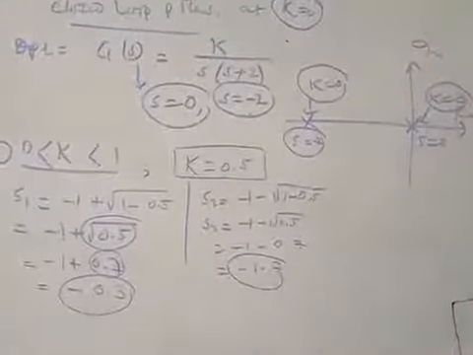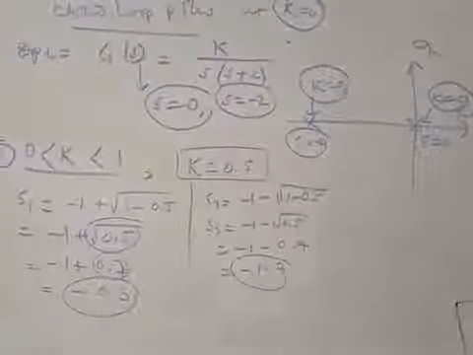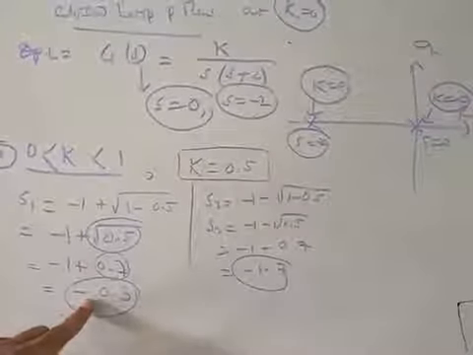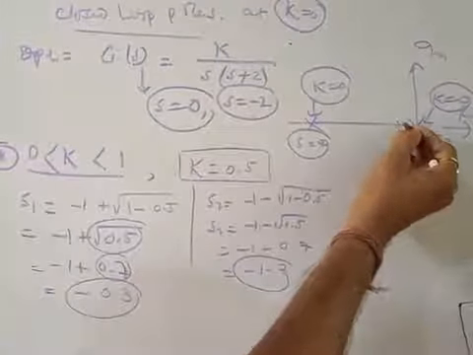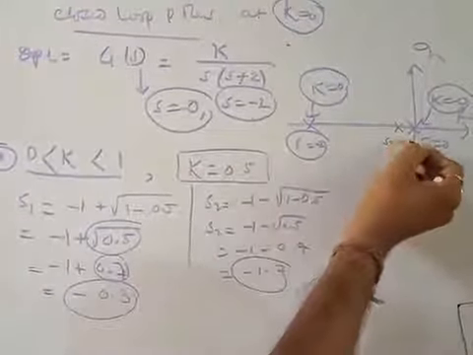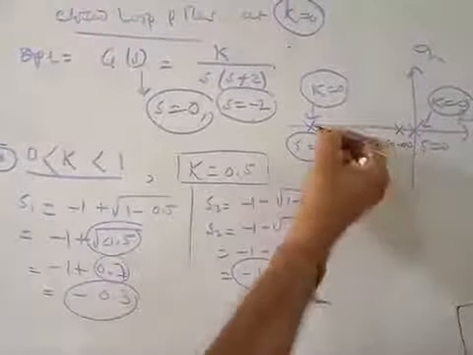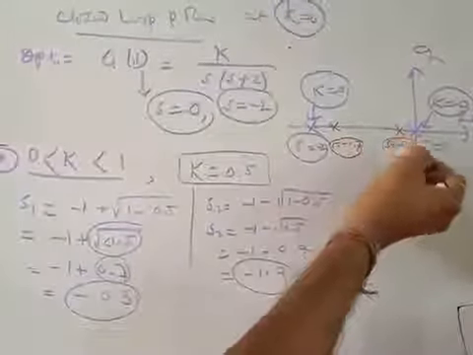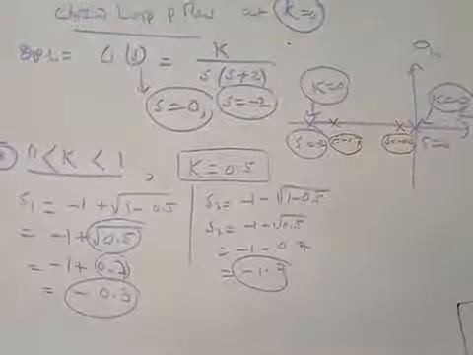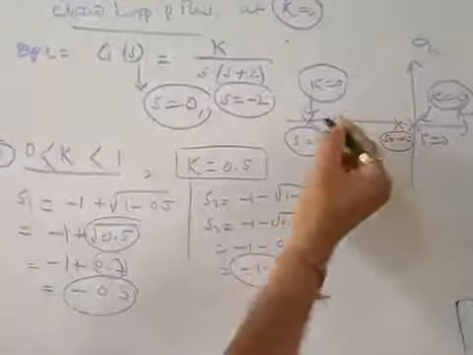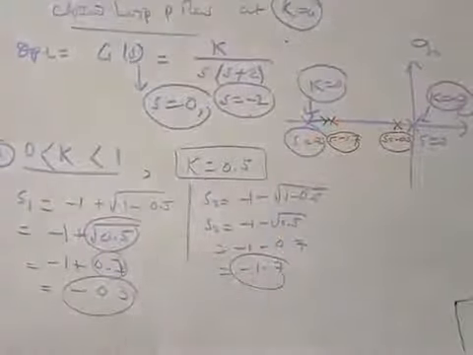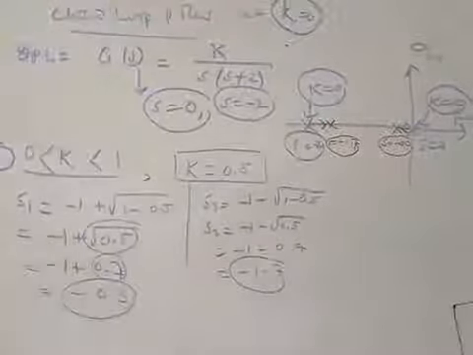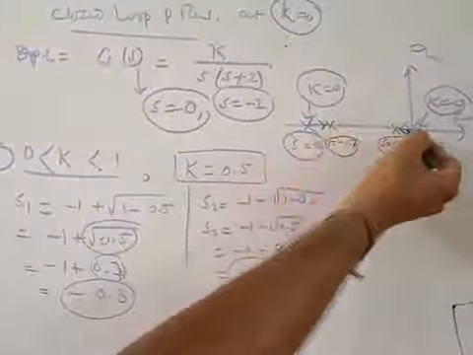So if you put these values on your S plane, now at K equal to 0.5, that means a certain value is increased. So what are the pole locations? This is S equal to minus 0.3 and this is minus 1.7, right? So what you see is that this pole, the open loop pole at S equal to minus 2, is moving in this direction, and the pole at S equal to 0 is moving in this direction along this path. So when K is varied, this pole is moving this direction and this pole is moving this direction.